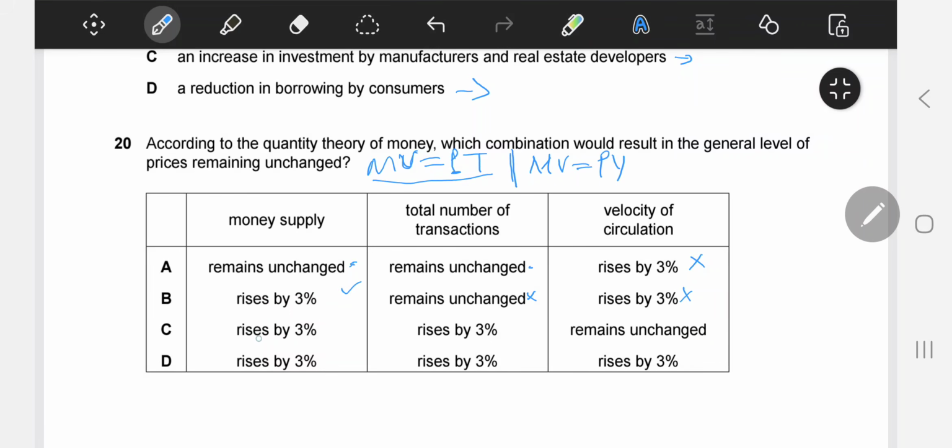And then let's go to C. Money supply is rising, so 3% here. The number of transactions is rising, so that one is okay. And velocity remains the same. So this one is fine because if this one remains the same and this one remains the same, we're going to have the same answer. So C is correct. And D, if velocity increases, then transaction is going to have to increase. So let's go with C for question 20.